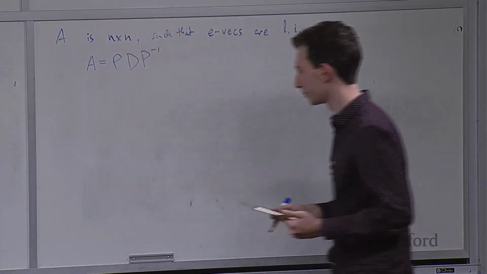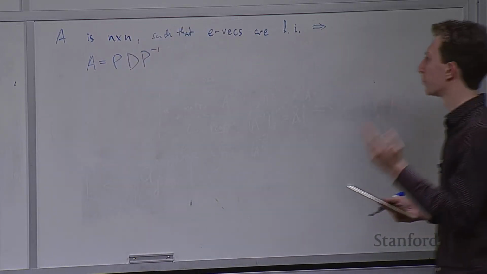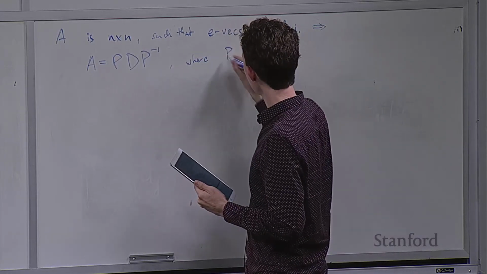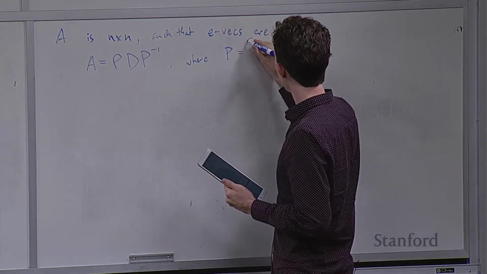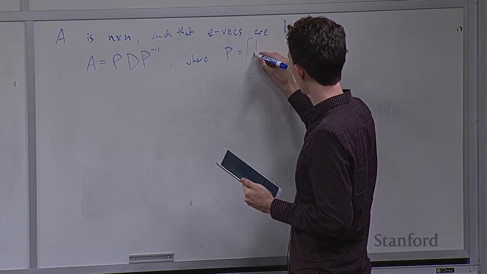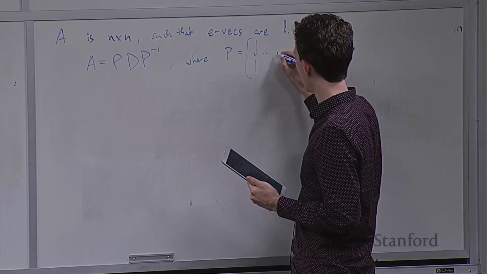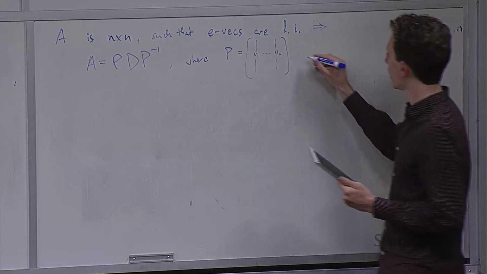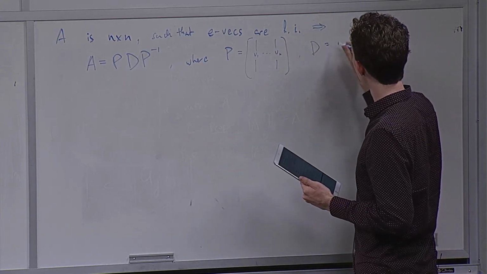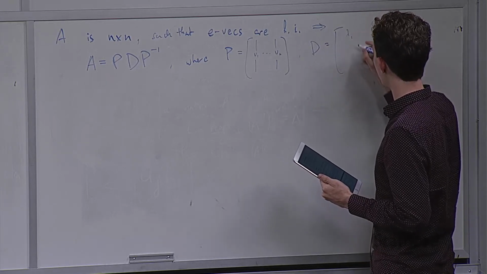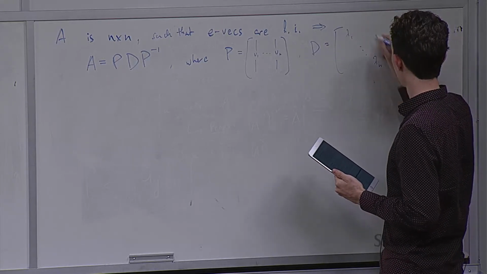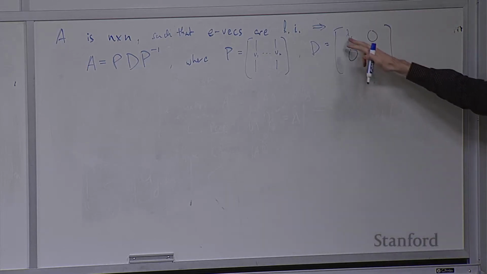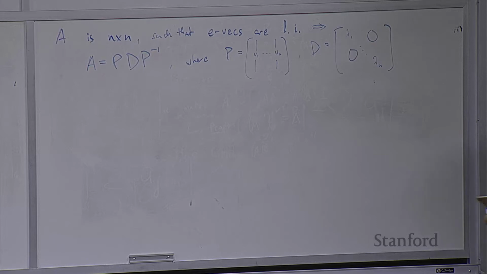I can write it like this, where P is going to be the matrix of eigenvectors. So if I call my eigenvectors v1 up to vn, P is this matrix. And D is the diagonal matrix of the corresponding eigenvalues. So zeros off the diagonals, all of these entries are the eigenvalues.